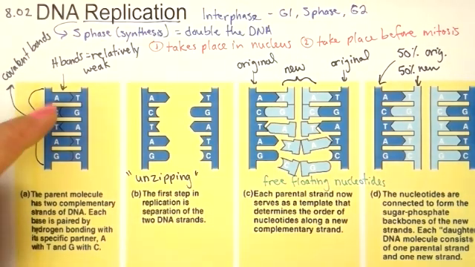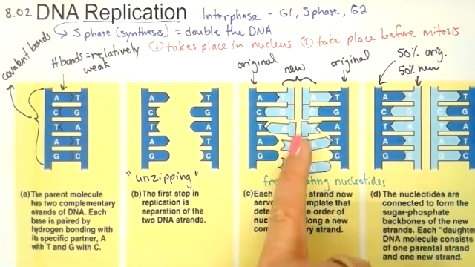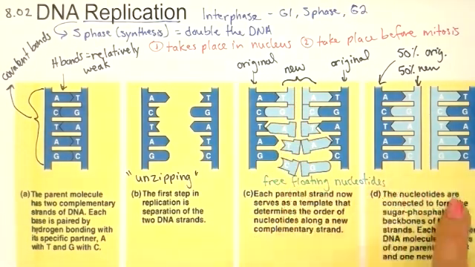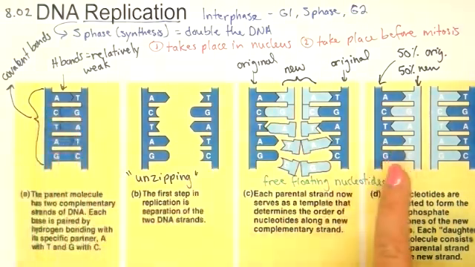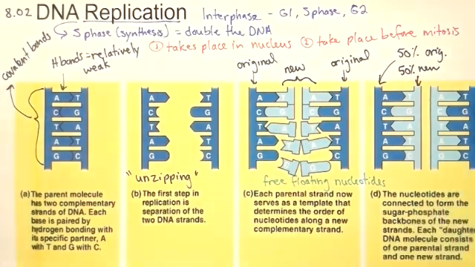We take this weak hydrogen bond in the middle. It gets unzipped by an enzyme. Another enzyme comes along and starts attaching these free-floating nucleotides. And we end up with two exact strands. So if you look, we started with ATCGTAAT, and each of these is exactly the same, but they're 50% old, 50% new.